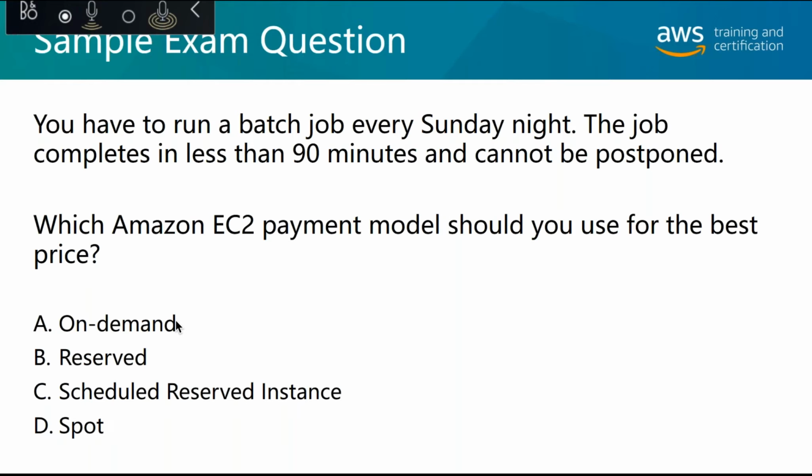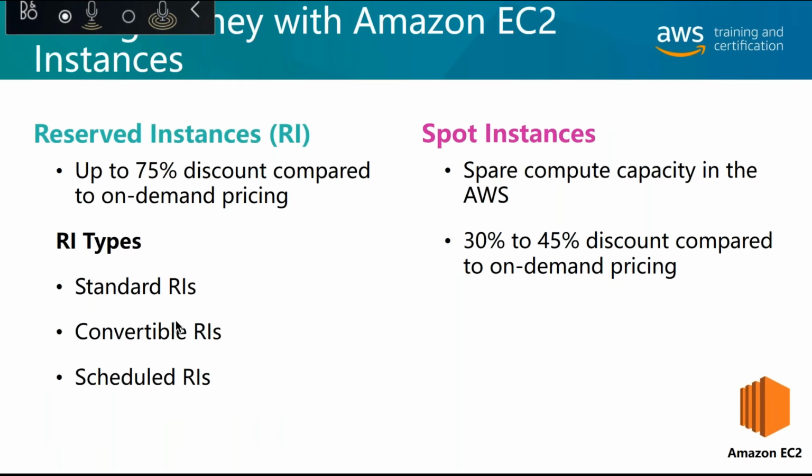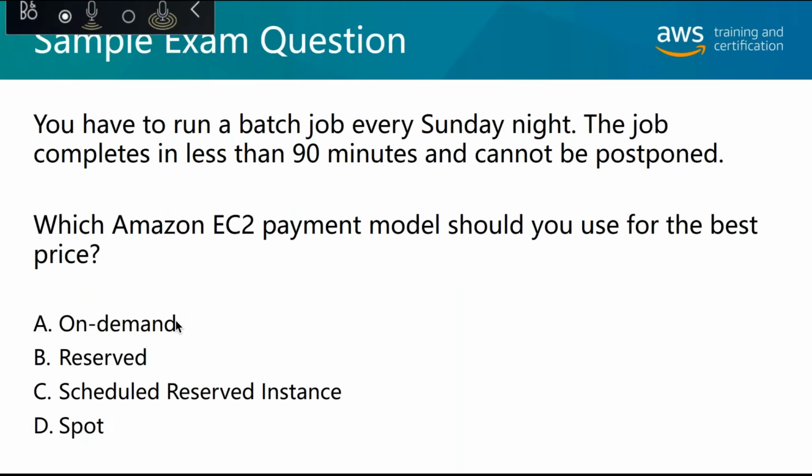Now, an example of a question. You have to know the right use cases for spot, the right use cases for reserved, and on demand. So you can have reserved instances, spot instances, and on demand. As a sample exam question, you have to run a batch job every Sunday night. The job completes in less than 90 minutes and cannot be postponed. Which Amazon EC2 payment model should you use for the best price?